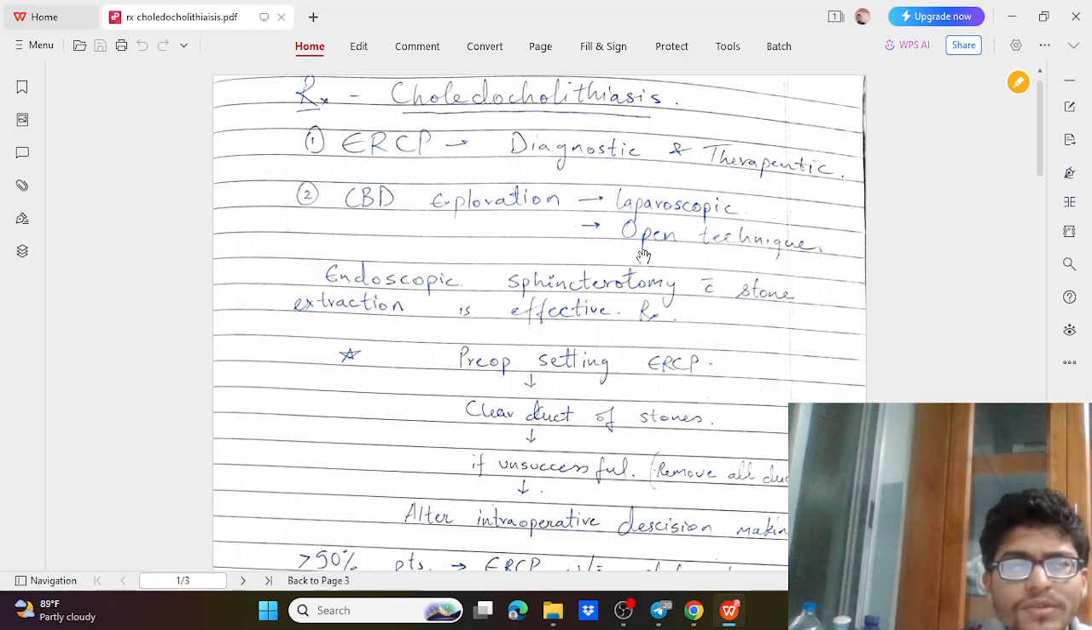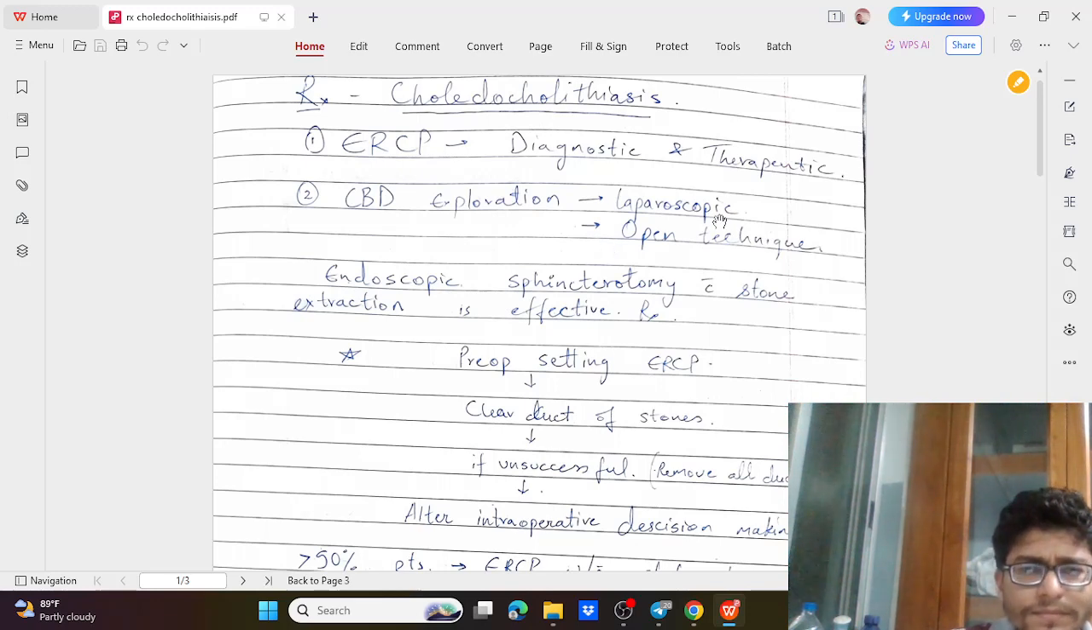In the second scenario, if we come to know intraoperatively during the lap cholecystectomy that there is choledocholithiasis or CBD stones, we can go for simultaneous lap CBD exploration along with lap cholecystectomy. If that is difficult, then we can go for open CBD exploration and if required bilioenteric anastomosis.